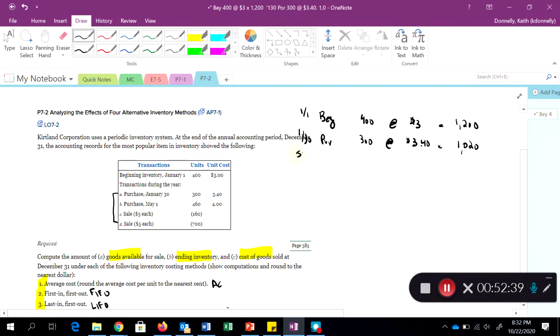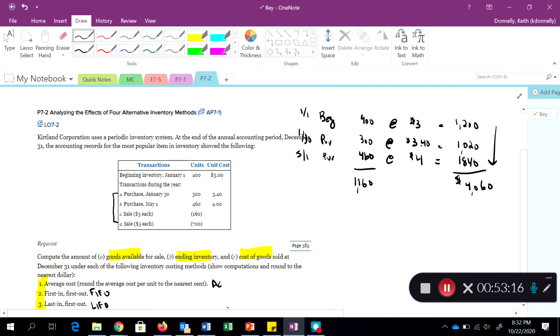And it looks like on May 1st, we had our second purchase. This was 460 units that cost us $4 a pop, equals $18.40 total cost. So all in, looks like we're all in for $40.60 when we add those up. And it looks like the total number of units in this case would be 1160.